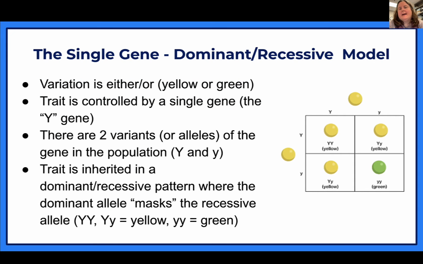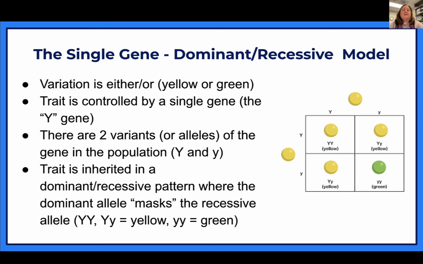All right, so we're going to look at a study that Mendel did. He was looking at a single gene dominant-recessive model, and he was looking at pea plants. In this picture, we're looking at the color of peas. In this particular gene, the variation is either-or: yellow or green. The trait is controlled by a single gene. We're going to call it the Y gene. There are two variants of the Y gene, and we call the two variants alleles. So they're alternate forms of genes.